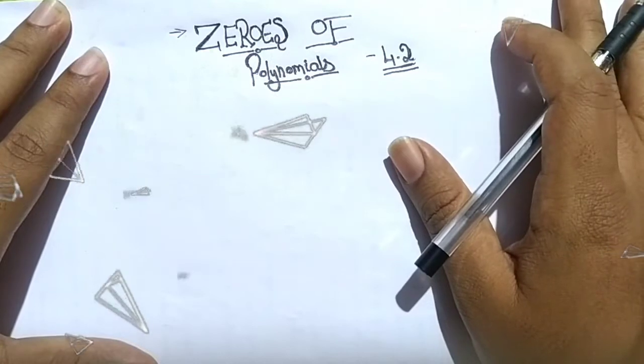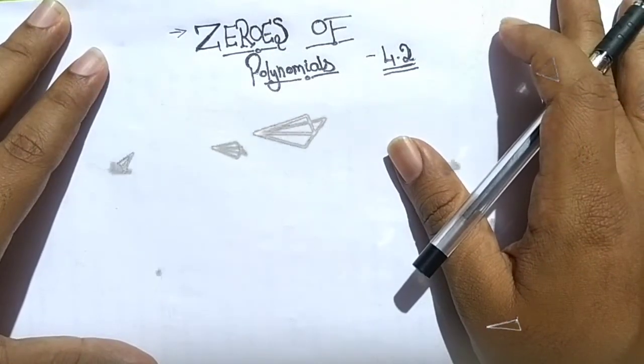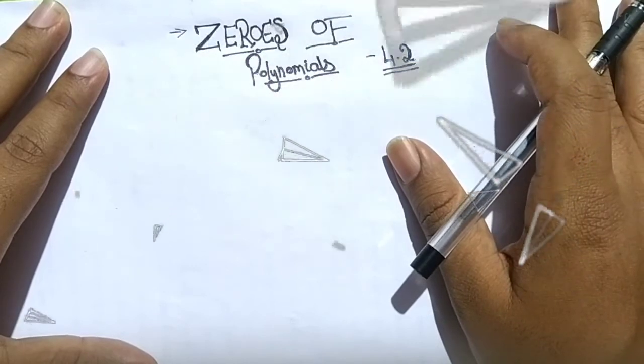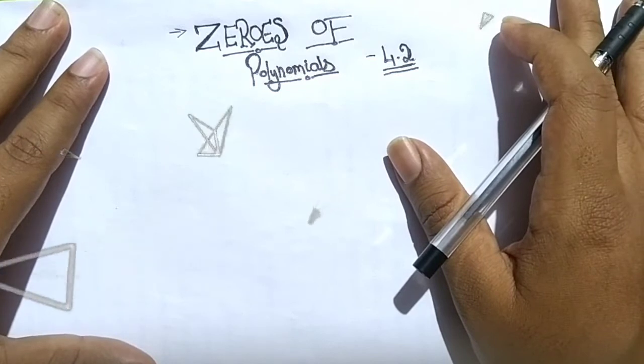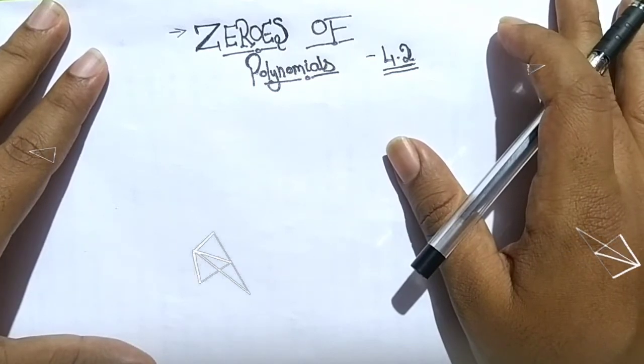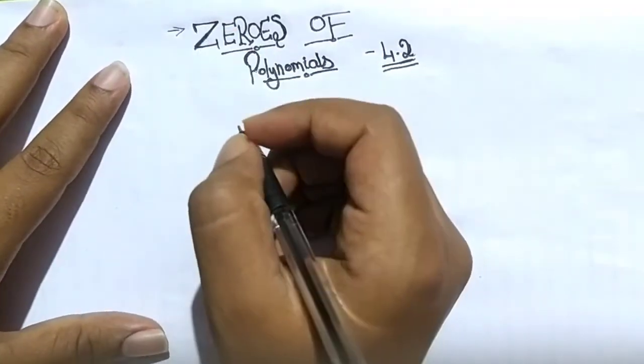Today we are dealing with a concept called zeros of polynomials from the 4.2 exercise of the polynomials chapter of the 9th standard NCERT syllabus. Here we have some introduction to be given from this chapter. Let us quickly begin with that.